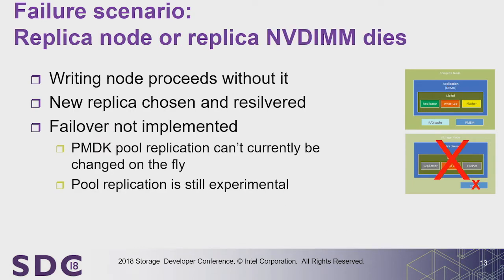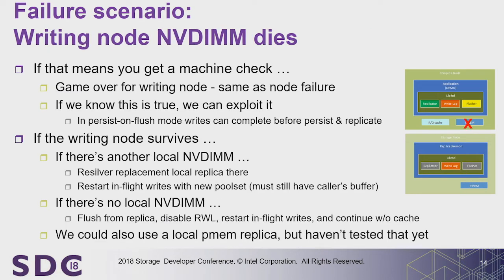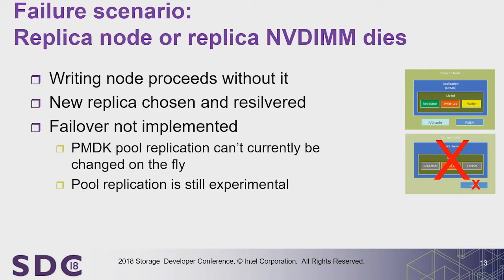So if the replica fails, this is the easy case, you make a new replica. So there's really nothing special about either of those cases. From the point of view of the application, it's just gone. It's somebody else's job to make it come back, and there's nothing really to do there. I keep saying this, PMDK pool replication is experimental. That's a thing that I should point out. It works great, but it's not actually a real boy yet.